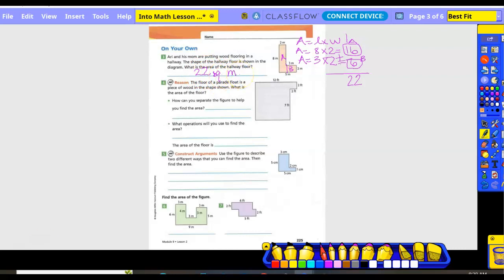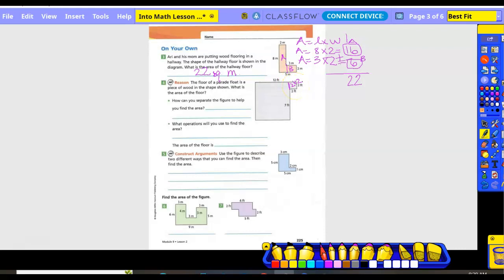Okay, so number 4, they give the floor of a parade float is a piece of wood in the shape shown. What is the area? So they want to know how we can separate it. So do we want to just separate it into 2 pieces, or do we want to add a little dotted line? Okay, so where can we separate it, right? Right here? Okay, so this piece would be what?